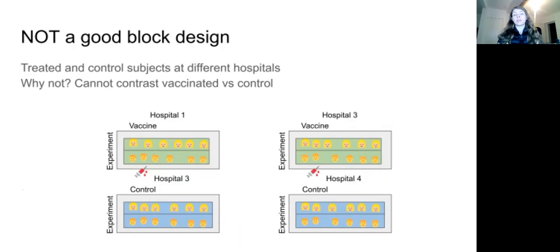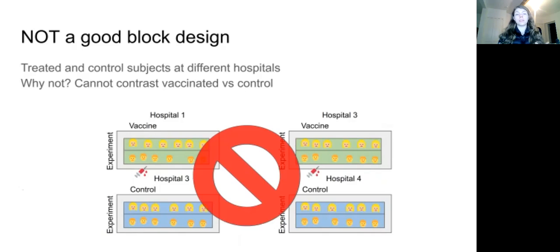On this slide, I'm showing you an example of what a block design is not. Had we, for example, taken the same number of volunteers and assigned some hospitals to be the vaccination hospitals and other hospitals to be the control hospitals, this would not be a block design. The reason for this is that it doesn't allow us to make a comparison between the vaccine groups and the control groups, because they never occur in the same hospital. And so any variation introduced by being at different hospitals is confounded with the different levels of the vaccine versus control treatment.